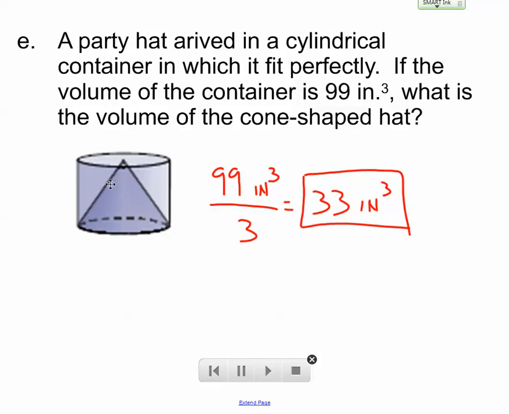Okay, not to say I could fit 3 of these hats in here. I couldn't, because the space is kind of divided up, but there's all the space around the cone. I could fit some more stuff in there.